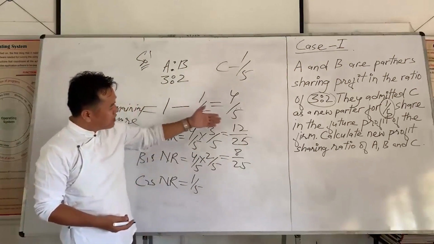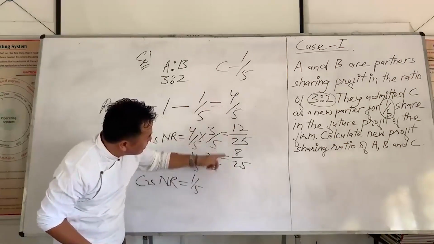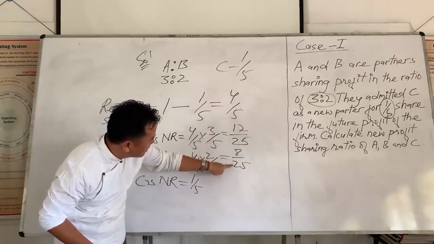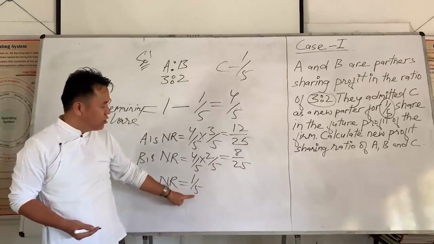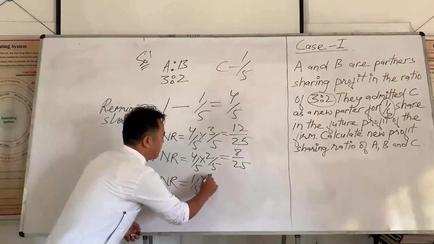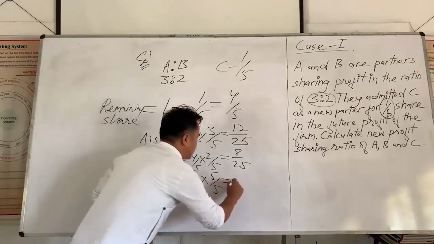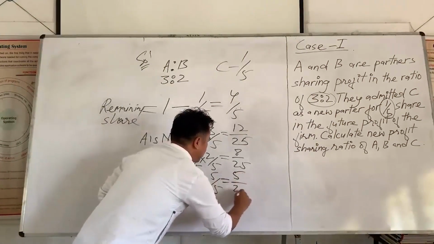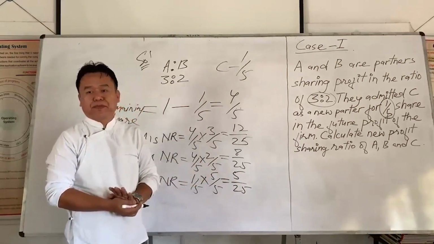In order to convert this fraction into ratio, we have to make all the denominators same. Here we have denominator of 25, here again 25, but here we have only 5. So in order to make denominator same, we have to multiply 5 by 5. If we multiply 5 by 5, we will get how much? 5 by 25. Now all the denominators are same.